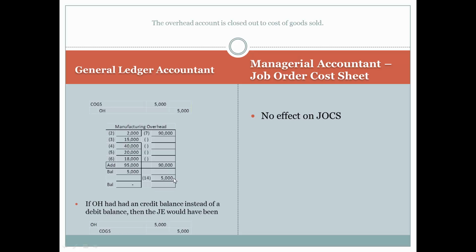So the accounts that are always involved in closing out the clearing account of overhead will be cost of goods sold and overhead. If overhead had had a credit balance instead of a debit balance, then the journal entry would have been overhead $5,000, cost of goods sold $5,000.